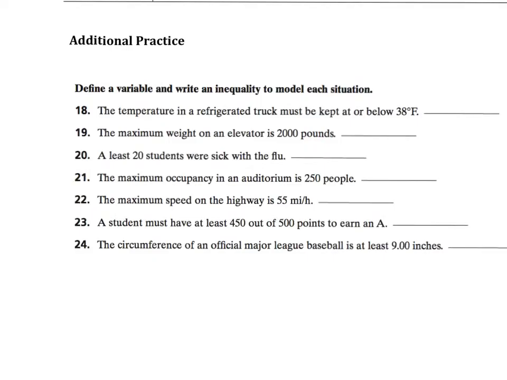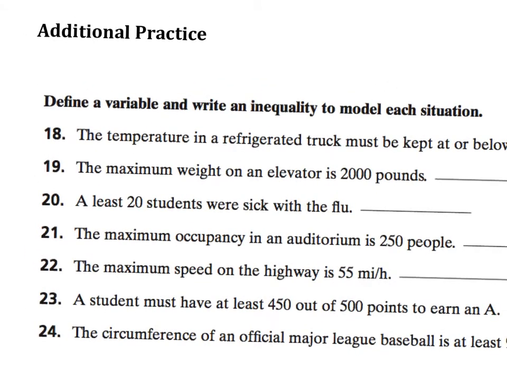And of course, in real life, we have situations where you can spend a certain amount of money or the temperature drops below or above something. So we're going to define a variable. In other words, T means temperature. A means my age. So it doesn't have to be, it can be x every single time if you want. But it's always nice to have it cleaner. And then we're going to write the inequality to model each situation.